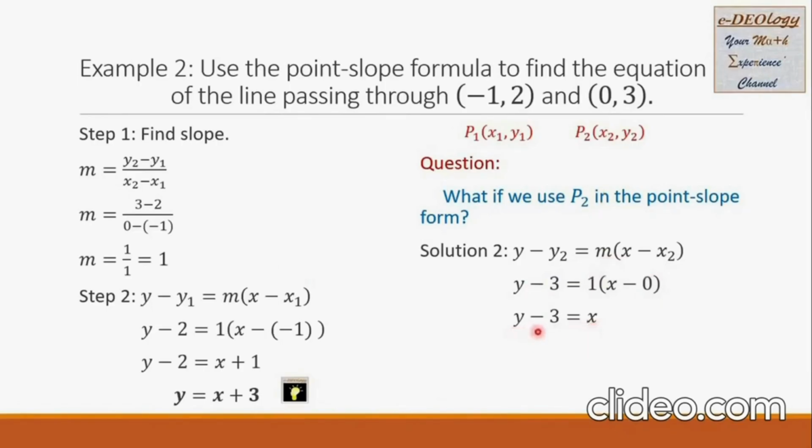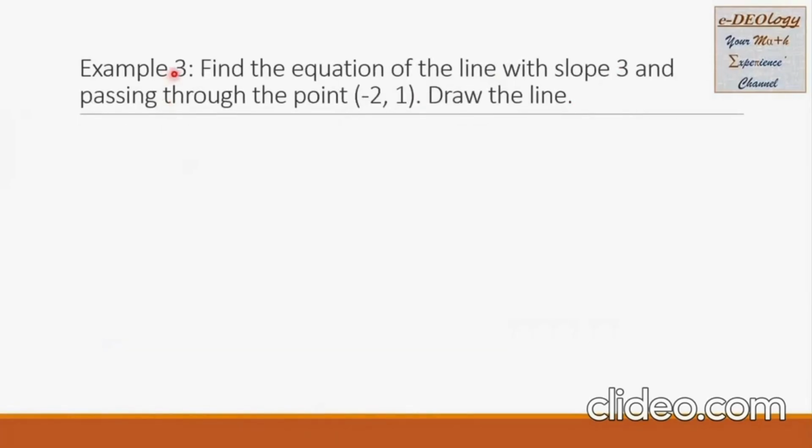Now to isolate the y, this negative 3, we will transpose on the right side, and the sign will change. So it becomes y equals x plus 3. And this is our final answer. We can see that the answer here is the same as our answer in the first method. It means to say, in the point slope formula, where 2 points are given, step 1 is to find the slope, and in the second step, we can use either of the 2 points and we will have the same answer. Let us have example 3.